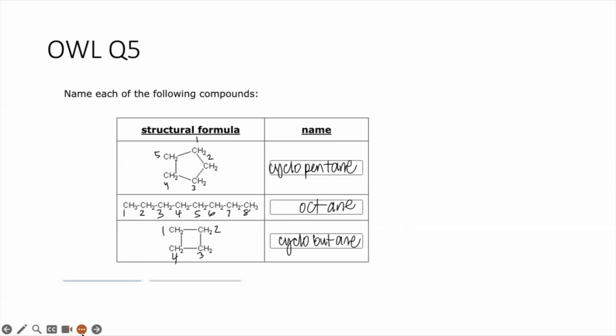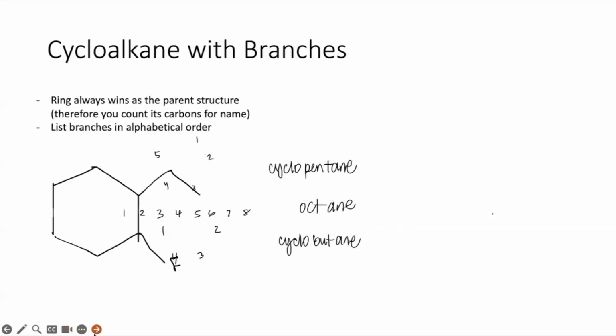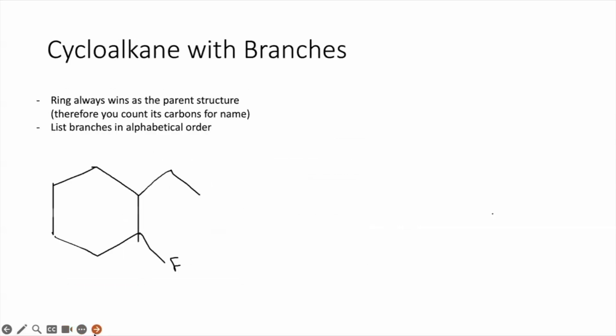So what the heck do we do if it has branches? So your ring is always your parent chain of carbons. We're always numbering the ring. And you basically can start at any point, but you want to put yourself in a position in which the branches are at the lowest. So here we have 2 potential branches. So what the heck do we do then?